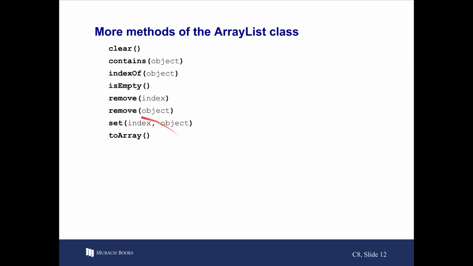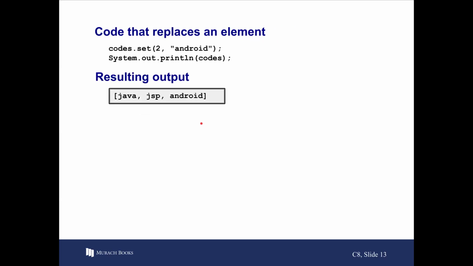You can also change the value of an array list. If you want to add something to an array list, you use the .add. But if you want to change the value, you have to use the set notation to do that. Here's an example of replacing the value using the set method.